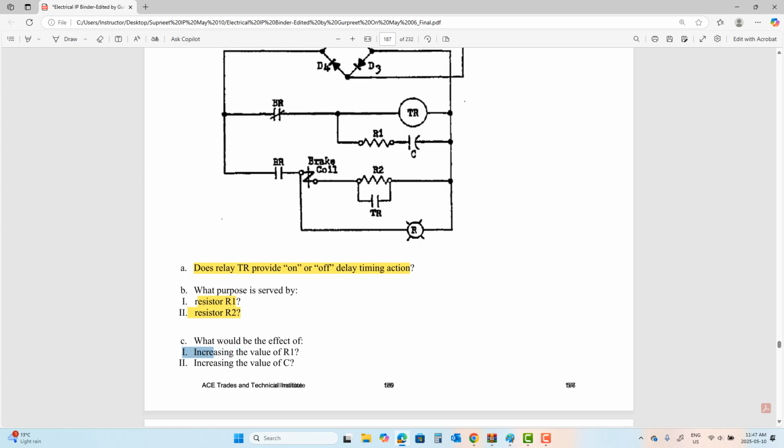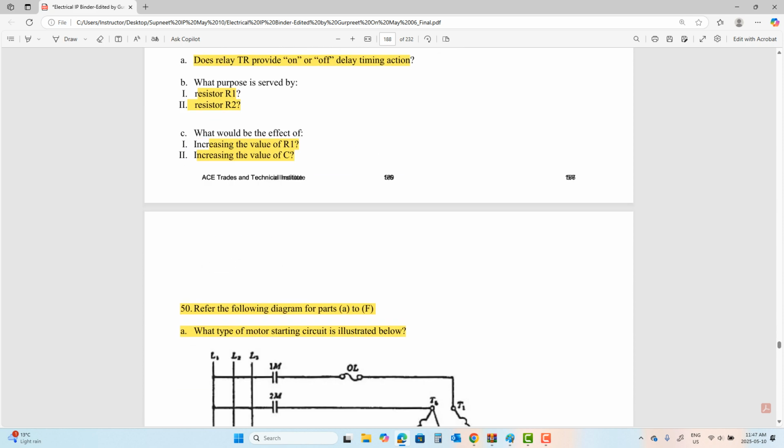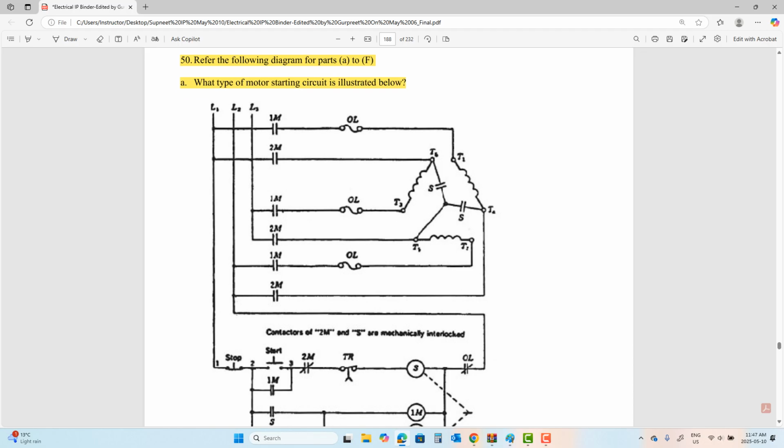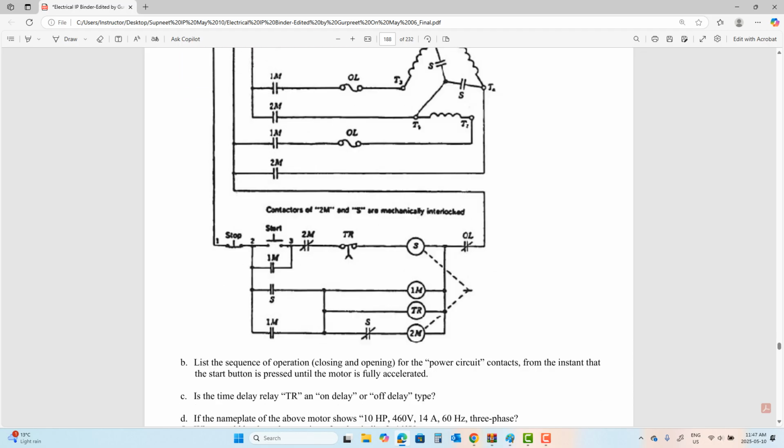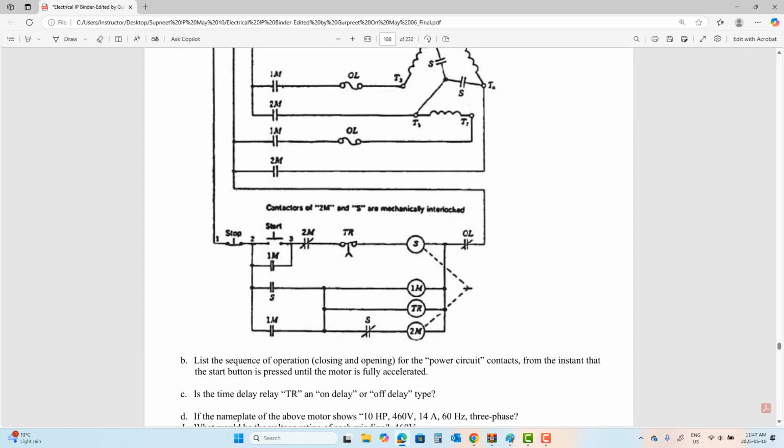What would happen when I increase R1? Guys, time delay will go up. What would happen when I increase C? Time delay will go up. Right? Keep going. Last question, I want each one of you to draw this diagram on your notebook, please, which is the control part.